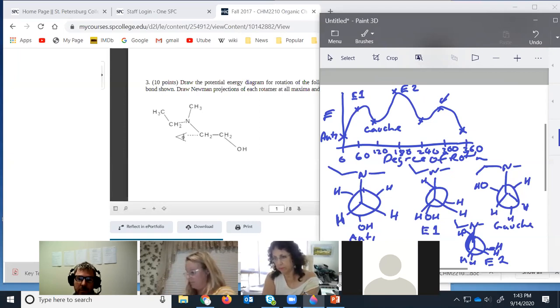And this energy diagram is the sum of potential energy in the molecule, correct? Well, I would just say potential energy in the molecule, yeah. Total potential energy in the molecule, yeah. I'd say that's true. All right, any other questions?